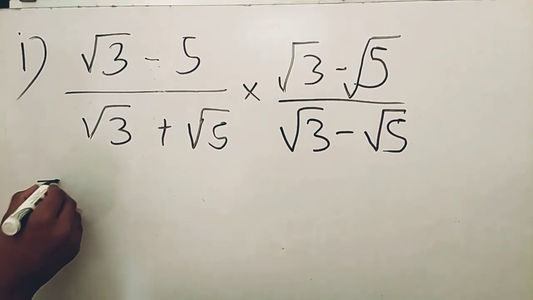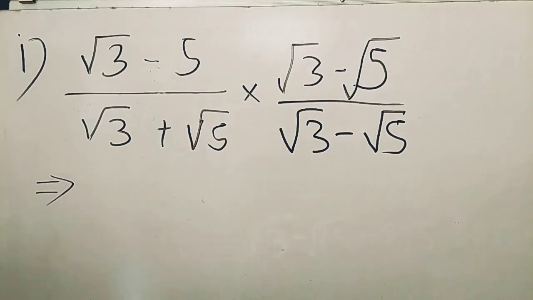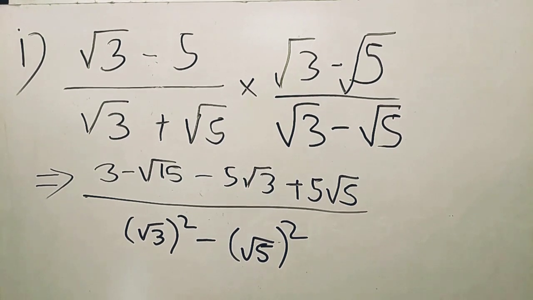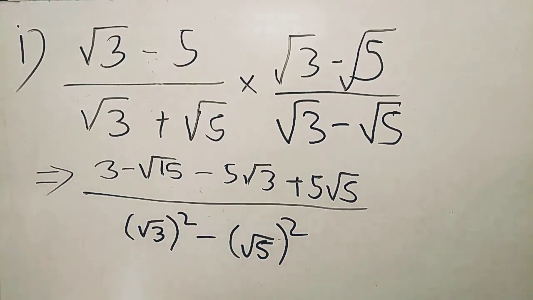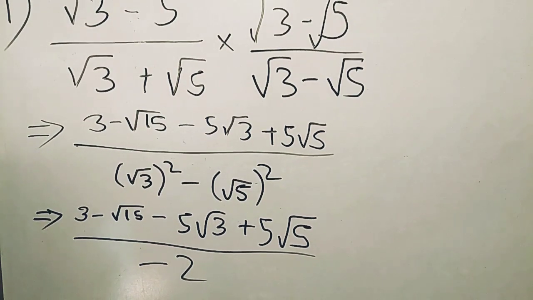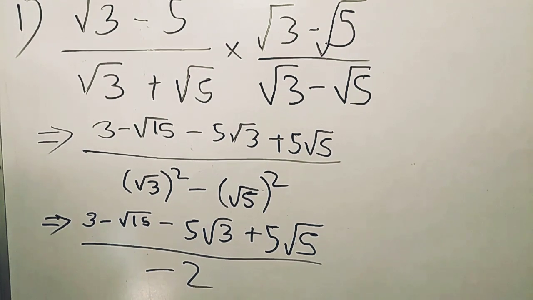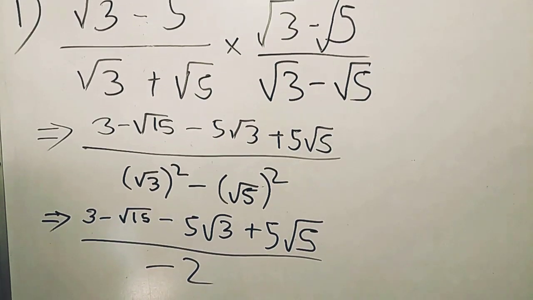So here we multiply both the numerator and the denominator by root 3 minus 5. We will get the answer 3 minus root 15 minus 5 root 3 plus 5 root 5 upon 3 minus 5, if you calculate it. So here we get the denominator as a rational number, which is 3 minus 5, that is minus 2. By using this method, we can rationalize any binomial denominator.